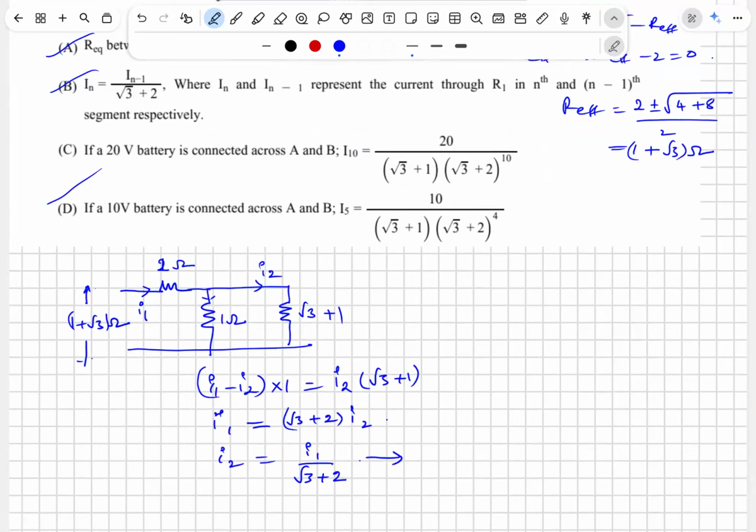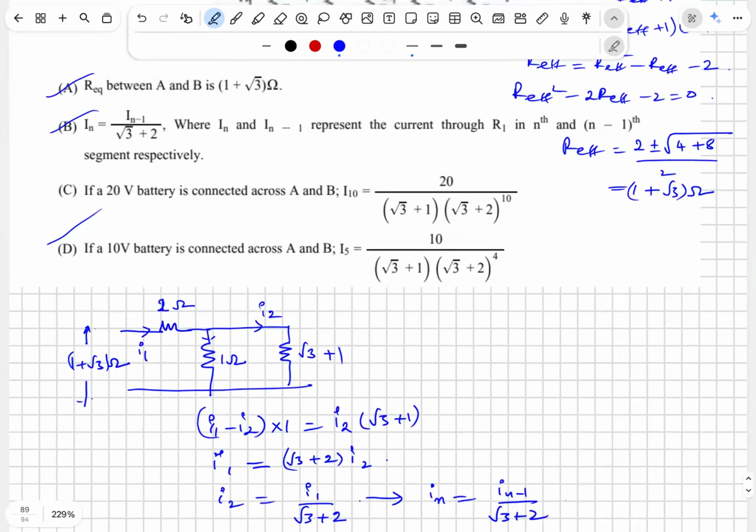You will find this everywhere. Therefore, IN is IN minus 1 by root 3 plus 2. So B is correct, A is correct.